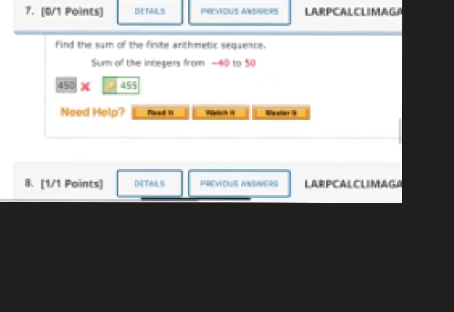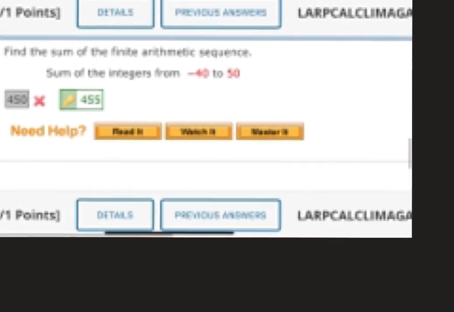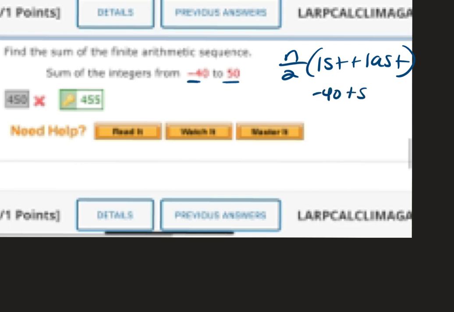This is 7. It says, find the sum of the finite arithmetic sequence, sum of the integers from -40 to 50. So if it's a sum, I need n over 2 times first plus last. And what I am given is the first one and the last one. So I have -40 plus 50, okay? Now I got to figure out n. And what I would say is if it's hard to figure out n by counting them, that's a lot of numbers, right? And you're unsure, do I just say that that's 90? Is it 91? I would pick a smaller set of numbers and figure out the pattern.